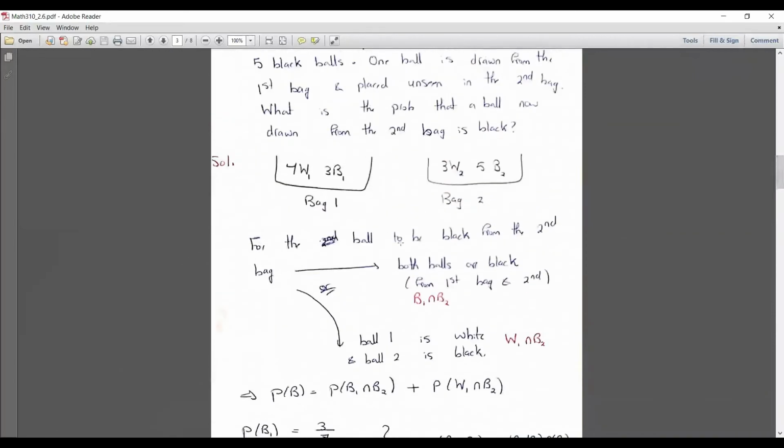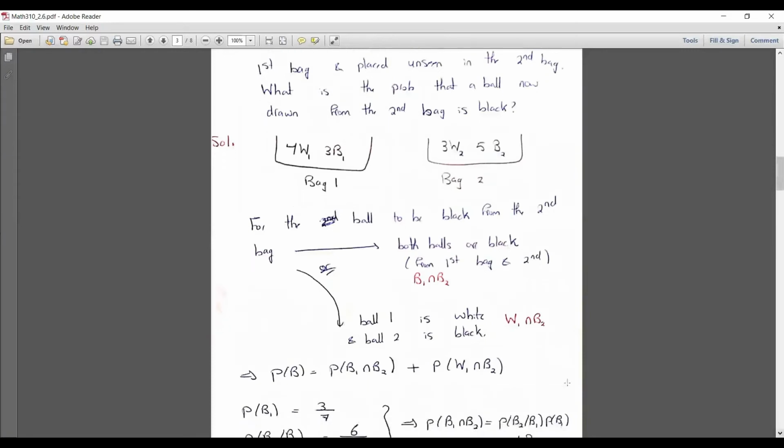Here we are saying that for the ball to be black from the second bag, we have 2 options. Either the one that we removed from bag 1 here is white, or it's black. Do we have another option? Now, if we also had, let's say, 2 red, then we would have 3 options. So, either both balls are black, from the first bag and the second bag, or ball 1 is white and ball 2 is what? Black.